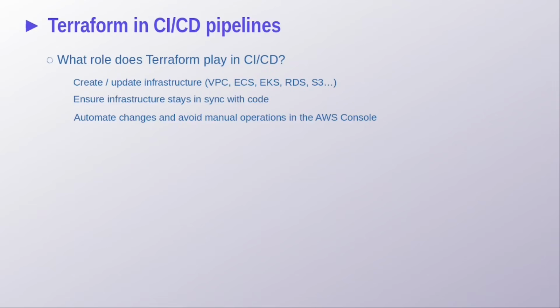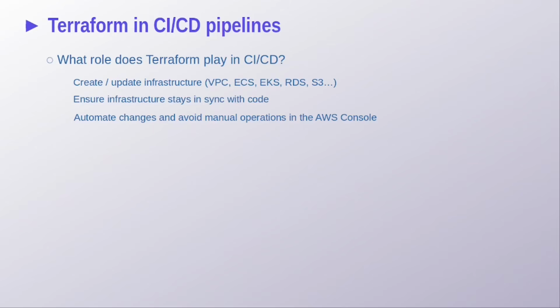Terraform does not deploy application code. Terraform deploys infrastructure. That means Terraform is used for things like VPC and networking, ECS, EKS, EC2, load balancers, RDS databases, S3 buckets, IAM roles and permissions. Terraform does not build your application, run tests, or deploy backend and frontend code in a CI/CD pipeline.